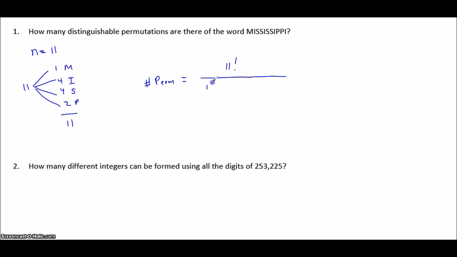So the first one's going to be divided by 1 factorial. Then we have the number of i's. There's 4 factorial arrangements of all the i's, 4 factorial arrangements of all the s's, 2 factorial arrangements of all the p's, and if we go ahead and do the math on that, you'd get 34,650 ways to rearrange the letters in the word Mississippi.